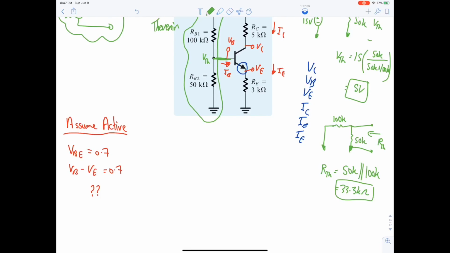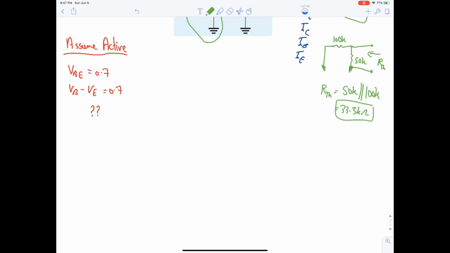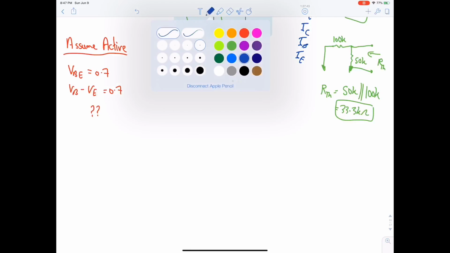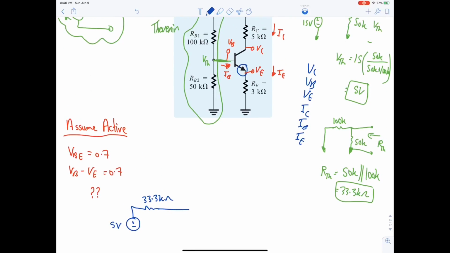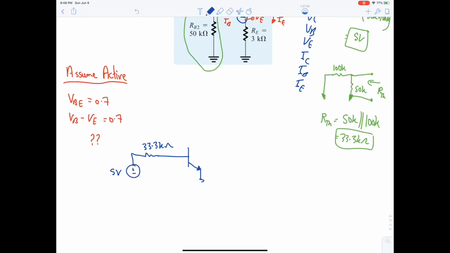After finding the Thevenin equivalent, the next step is to redraw the circuit. So here our VThevenin is 5 volt, RThevenin is 33.3 kilo ohm, and then the rest of the circuit, 3 kilo.